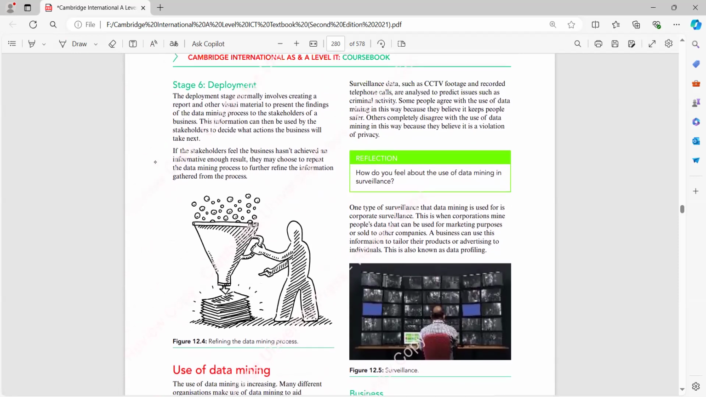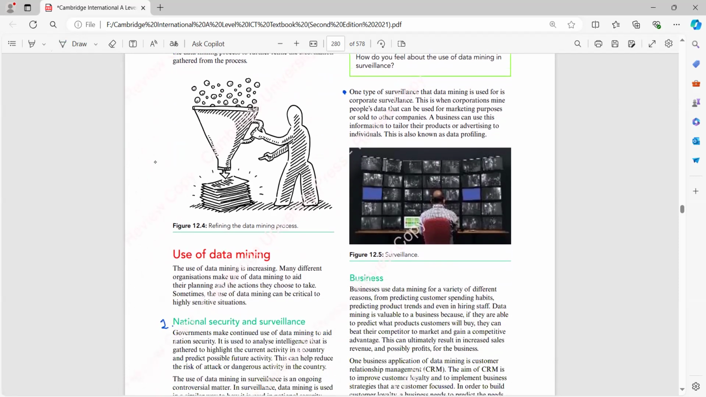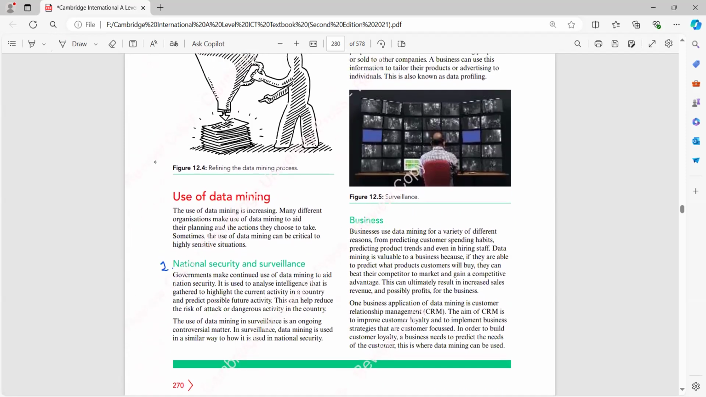The second area is business. But before that, data mining can also help us with CCTV footage. Like you can record them, you can predict the issues, you can predict these activities. And one type of surveillance that data mining is used for is corporate surveillance, where the corporation mines people's data and then uses it for their marketing purposes. They can even sell the data as well. With the help of data mining, there is a term known as data profiling. We can profile the number of people who are most likely interested in any single specific interest so that they can be targeted.